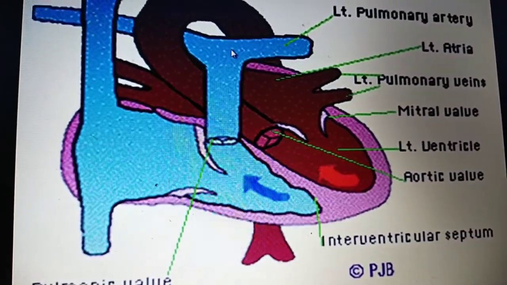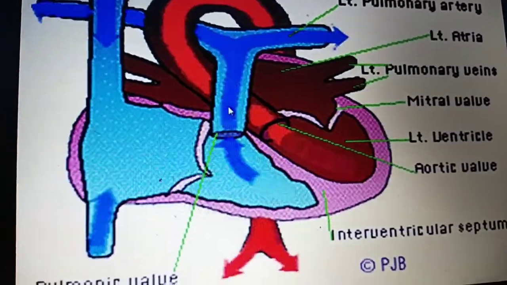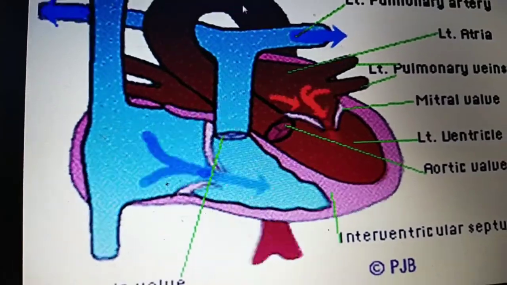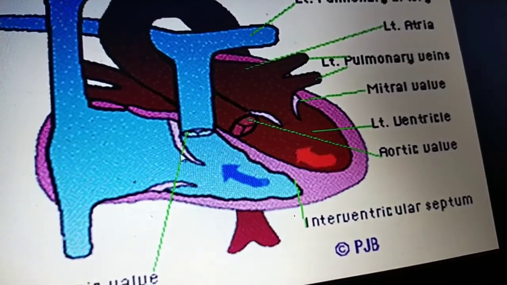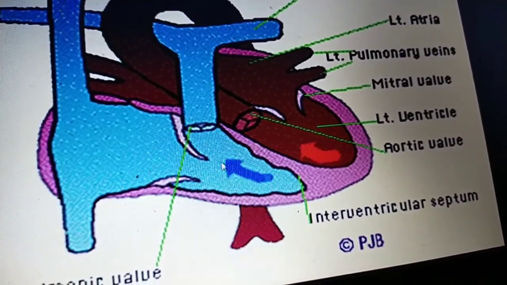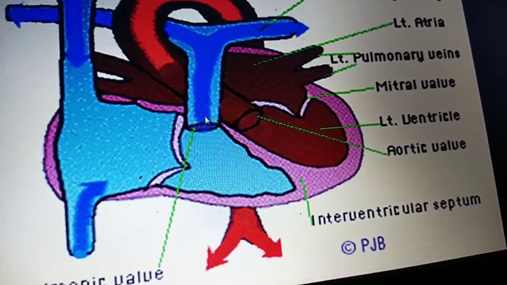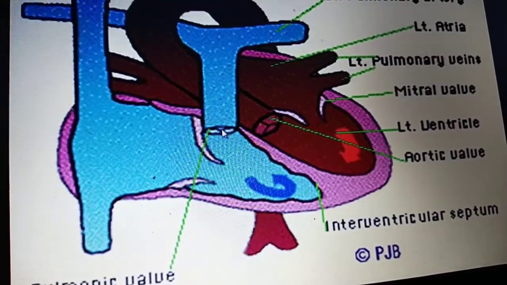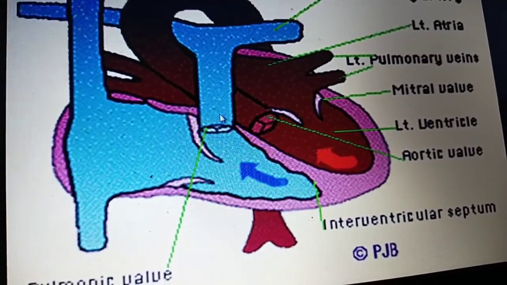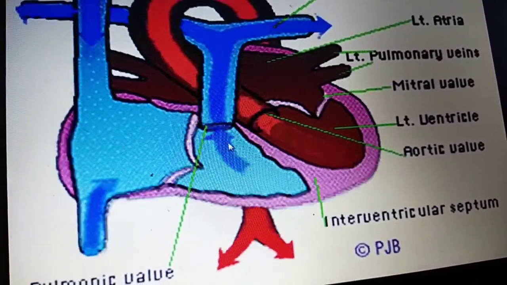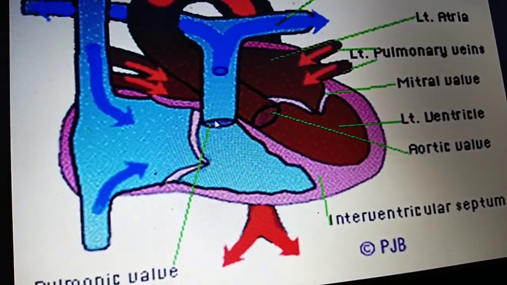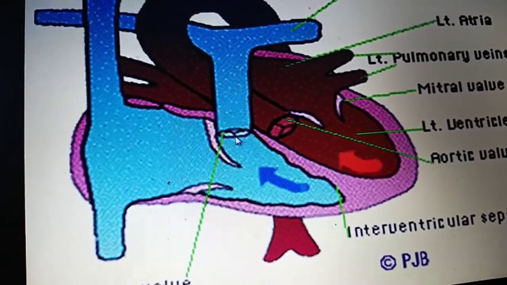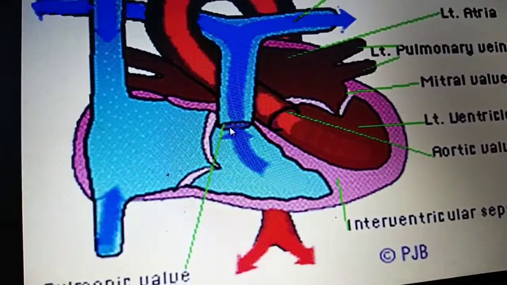First of all, the pulmonary trunk is an artery. It arises from the right ventricle, from the infundibulum of the right ventricle. It is separated from the right ventricle by the pulmonary valves. These are the pulmonary valves. Pulmonary valves are semilunar valves, and they are tricuspid.